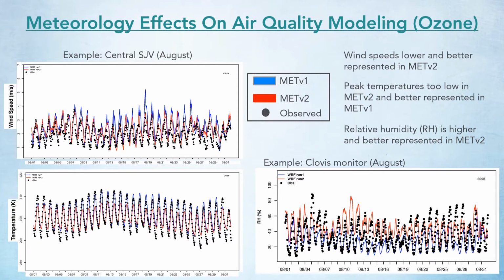This figure shows how the meteorology impacts air quality modeling on ozone. We are showing the results of two numerical model runs. Blue is the first model run, red is the second model run, and black is the observations. When we look at the wind speed, temperature, and relative humidity comparisons, we see that wind speeds are lower and better represented with the second model run. However, peak temperatures are too low in the second model run, but better represented in the first model run. Relative humidity is higher and better represented with the second meteorological model run.